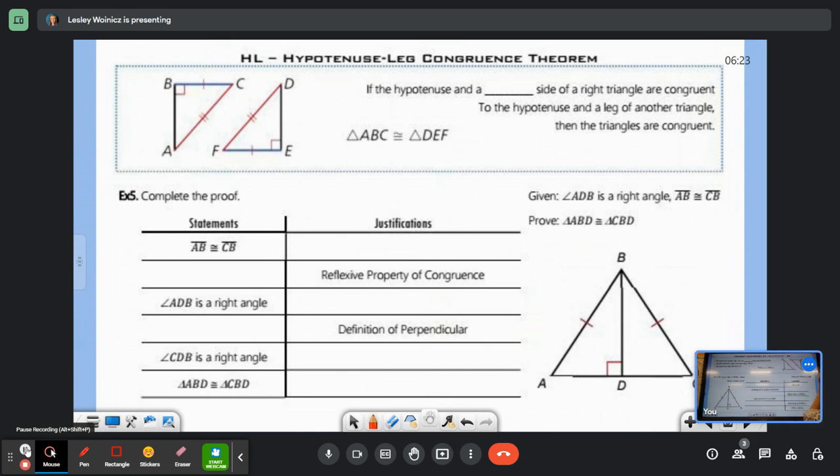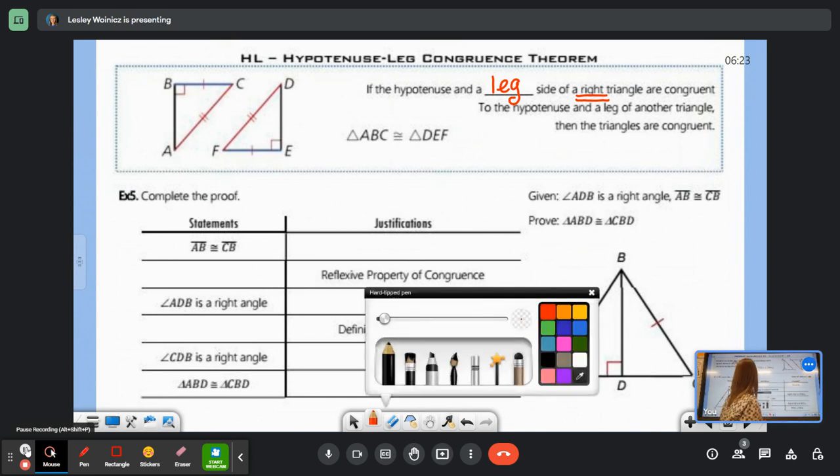Okay, so this theorem says that if the hypotenuse and a leg, hence the name hypotenuse leg, of a right triangle. Okay, so it has to be a right triangle. Regular triangles don't have hypotenuses, only right triangles do. If the hypotenuse and a leg of one triangle are congruent to the hypotenuse and a leg of another, then we have congruent triangles. And it doesn't matter which leg, it just has to be one of the legs that they have congruent. All right, let's test this one out.